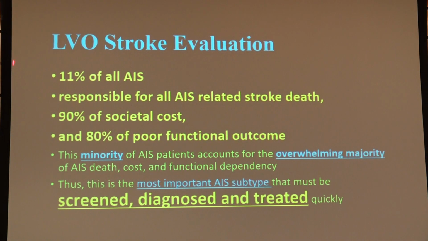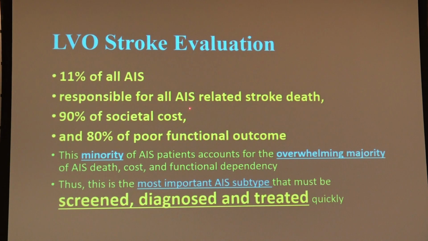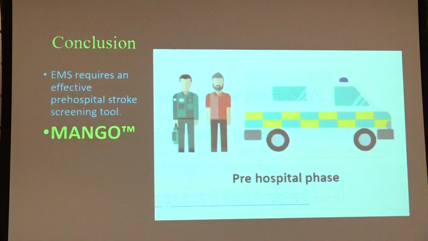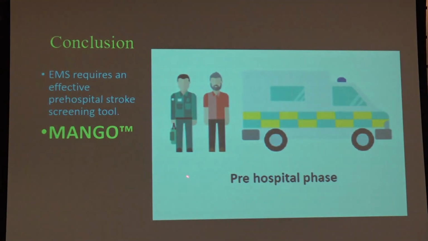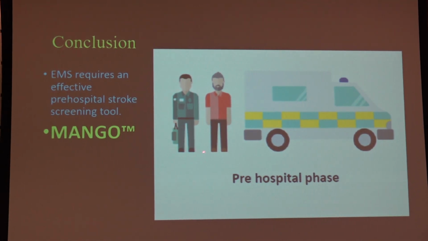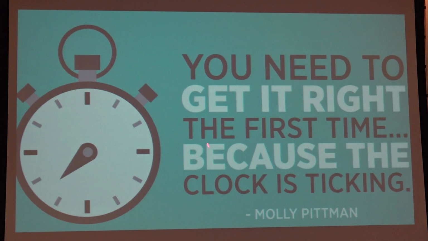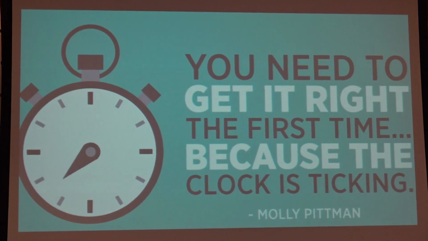Why? Because while this is only 11% of all acute ischemic stroke, it's all acute ischemic stroke related death, societal cost, and 80% of poor functional outcome. That's why we have to identify this subset of patients so quickly. And that's why in this pre-hospital phase assessment it's so important to utilize a rapid and reliable screening tool like Mango to get them to the right hospital the first time, because the clock is ticking. Remember, we do not want to waste any of that valuable time where that penumbra becomes a core infarct.